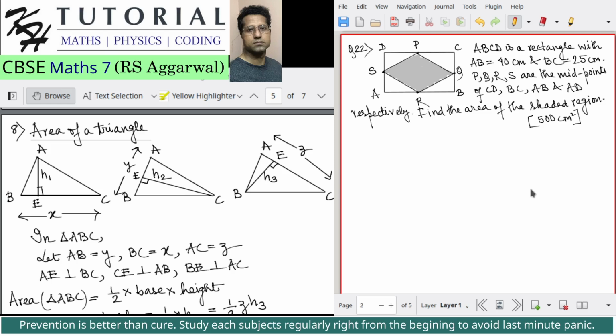Okay, so whenever you have a rectangle, always remember that in a rectangle, if you join the midpoints of all the sides, the quadrilateral formed, which in this case is PQRS, will always be a rhombus. So PQRS is a rhombus.